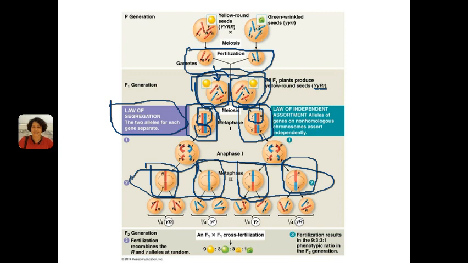So that is the law of segregation, where you go from having two copies of a given allele in one cell to having just one copy of a given allele, one copy of each chromosome per cell.